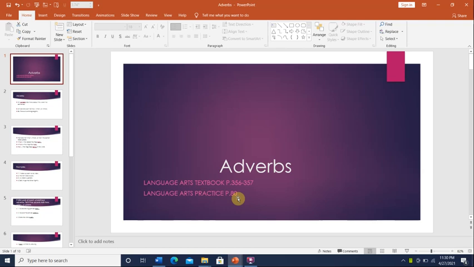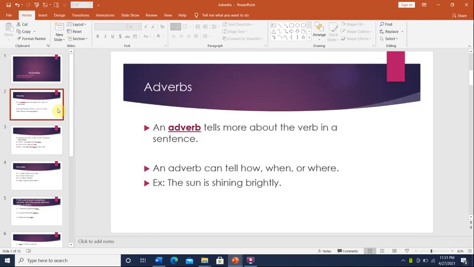Lesson is called adverbs. So what is an adverb? An adverb is a word that tells about the verb in a sentence. Okay, so we took adjectives before and we said an adjective is a word that tells about the noun. So today we will learn about a word that tells about the verb, the action. Okay, it says here adverbs. An adverb tells more about the verb in a sentence.